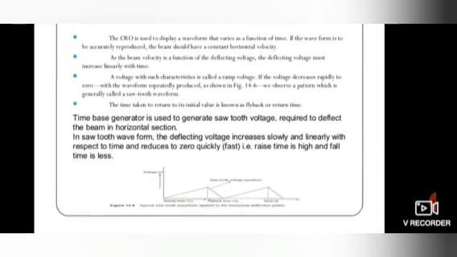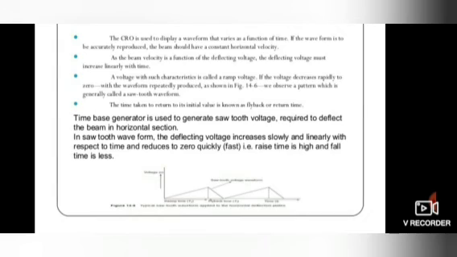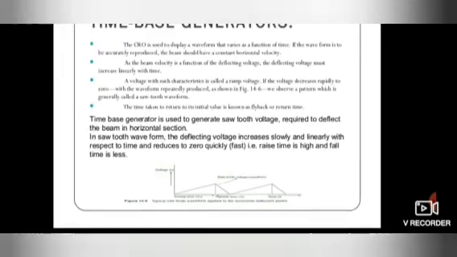See the diagram. The time taken to return to its initial value is known as flyback or return time. So, time-based generator is used to generate sawtooth voltage required to deflect the beam in horizontal section. In sawtooth waveform, the deflecting voltage increases slowly and linearly with respect to time and reduces to 0 very fast. That is, rise time is high and fall time is less.